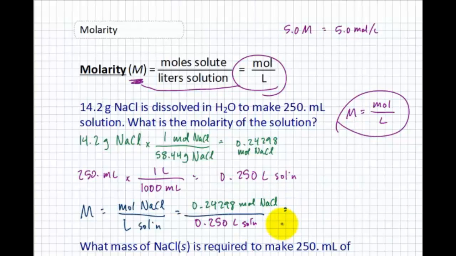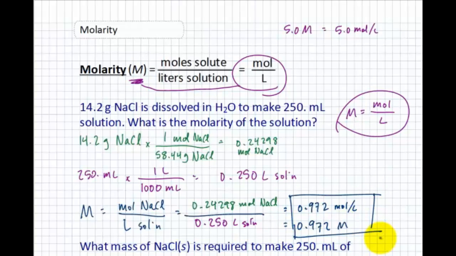The number I got right here is 0.972, and if we just took those units, it would be moles per liter. But remember, moles per liter is the same as that M, so 0.972 molar. When you ask what is the molarity of that solution, that's what we're talking about. So whenever you have to calculate the molarity, it's going to be moles per liter.